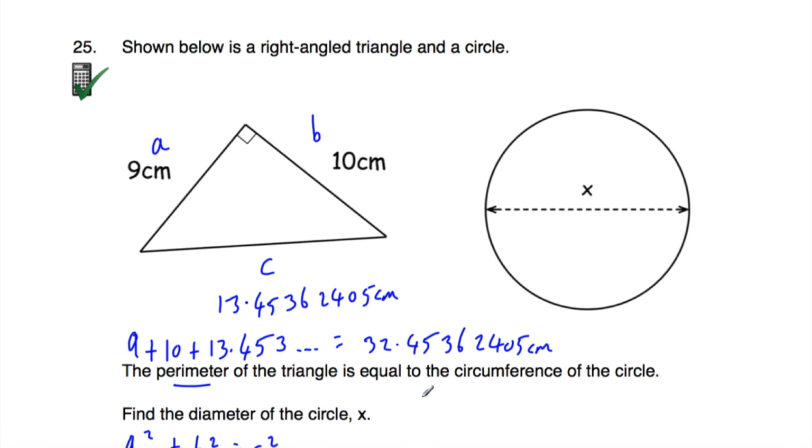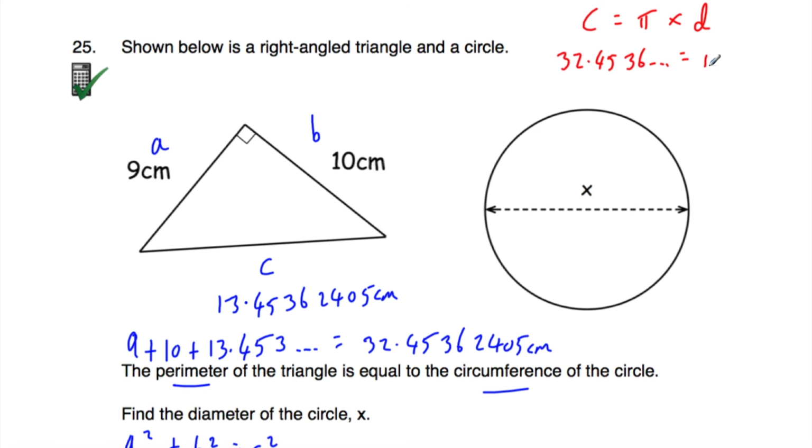Now we're told the perimeter of the triangle is equal to the circumference of the circle. So let's change colour of ink here. Let's change to red. We know the circumference of the circle is equal to this value here, 32.4536, and so on. The circumference of a circle is equal to pi times diameter. So that's the formula to find the circumference of a circle. Circumference is pi times diameter. Now we know the circumference is equal to 32.4536, and so on. And that's equal to pi multiplied by the diameter of the circle, which is x, so multiplied by x.